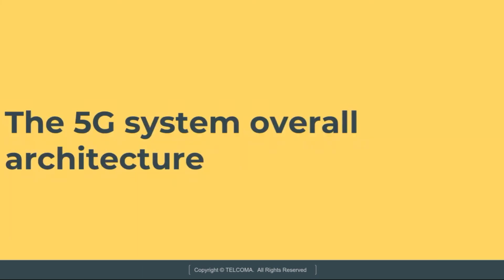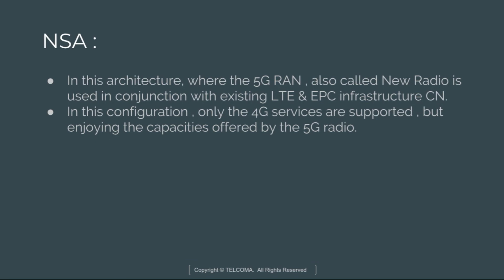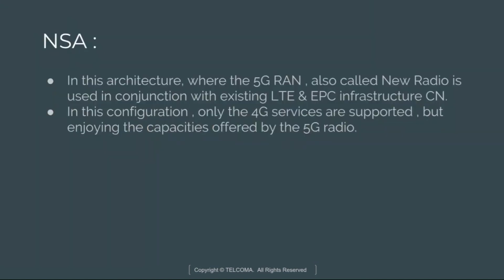So, the overall architecture of the 5G system: what are the deployment options for 5G? We have two deployment options for 5G. First is NSA, which is non-standalone, and another one is standalone. So what is NSA? NSA is the non-standalone architecture. Here the 5G radio access network, which is also known as new radio, is used in conjunction with the existing LTE and evolved packet core network, for example 4G radio and core, thus making the new 5G based radio technology available without the network replacement.